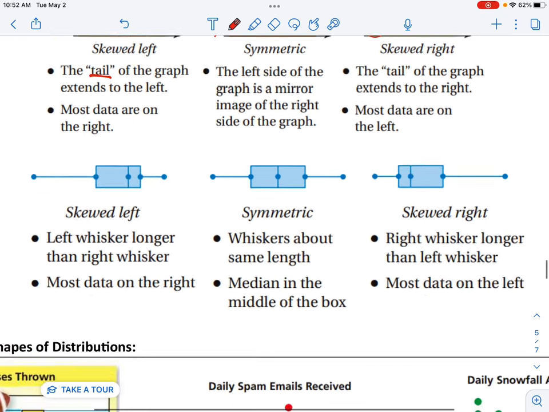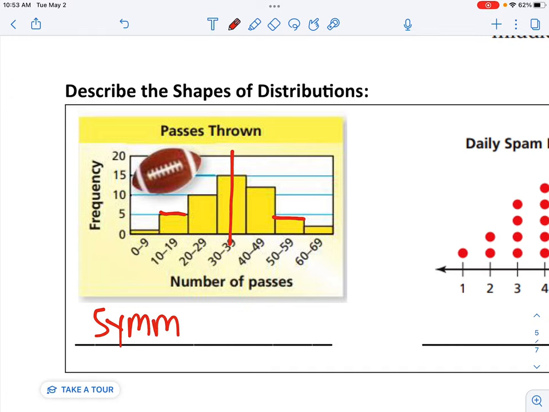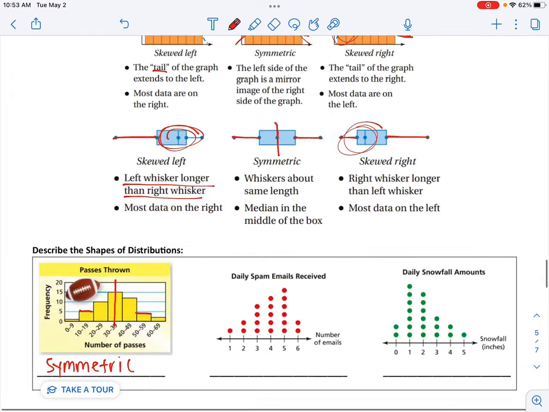Okay, so we have a few examples of some histograms and some dot plots. So this first one, you have to think, if you cut it down the middle, it's very similar on the right and the left. So even though this one's at 5 and this one is probably at 4, they are still very similar. And so this one would be symmetric. I don't think I spelled that right. Yes, I did. Okay, so the first one's symmetric.